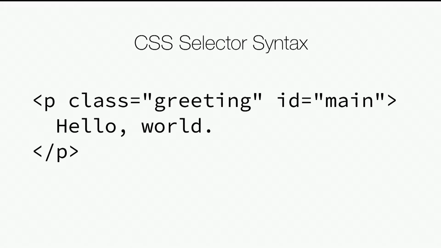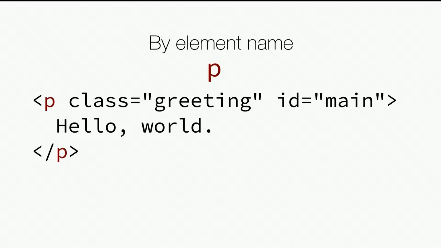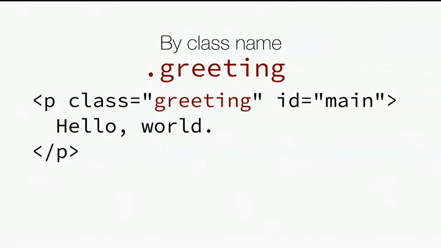You need parentheses and you need quotes because it's a string. Dot means something. What does dot mean? It means the class. So if we wanted to just get it based on the fact that it's a paragraph, not knowing any of that other stuff, I just put a P. So if you grab it just by element name and nothing else, that's just P. To grab it by a class, you precede the class name with a dot. So you can grab it by class name with dot greeting.